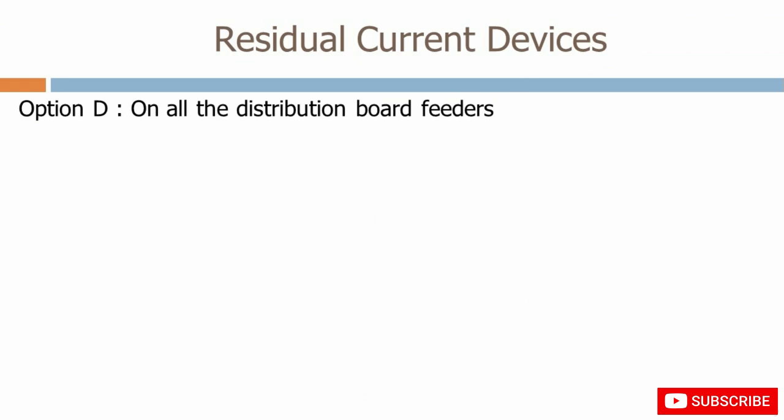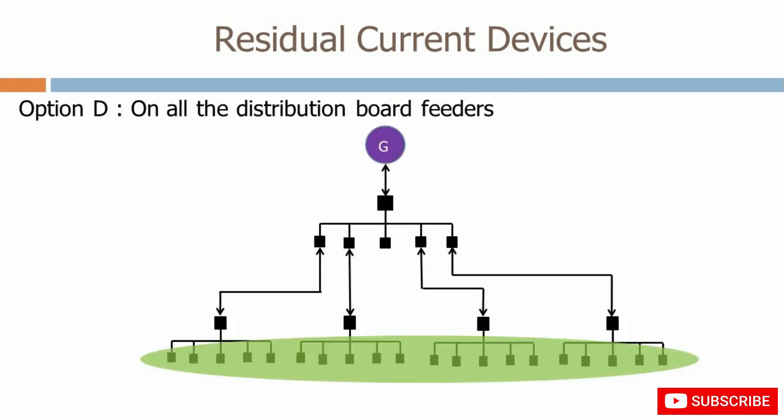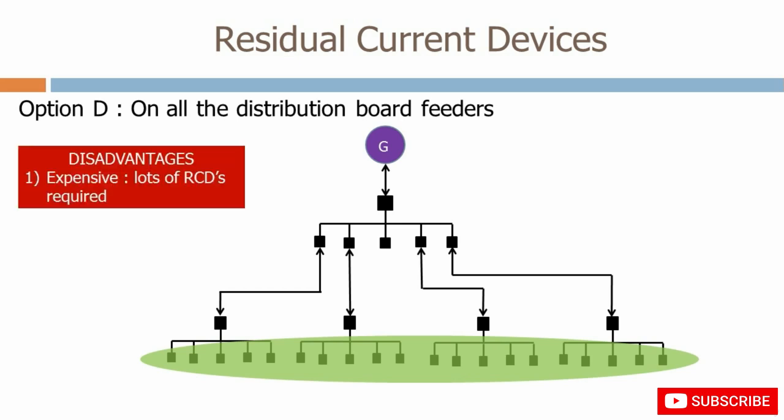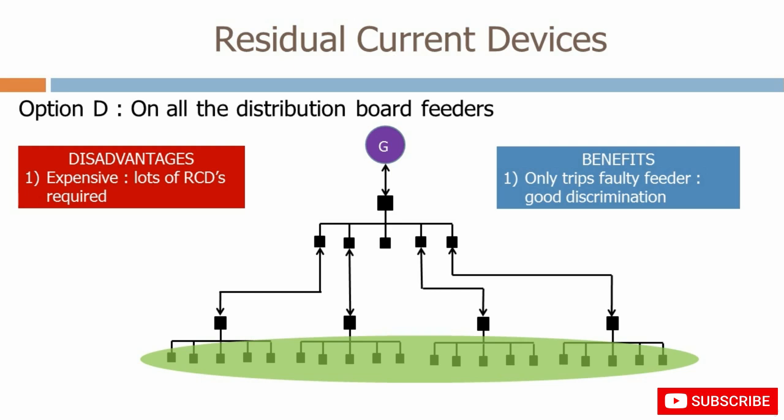Finally, we have option D, put RCDs on all the distribution board feeders. The disadvantages of this are: this is an expensive option. Lots of RCDs are required. The benefits are: the RCD only trips the faulty feeder. We have really good discrimination.